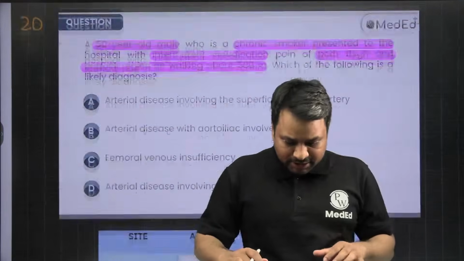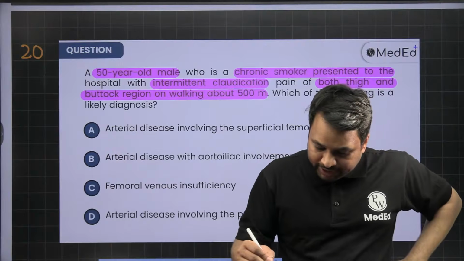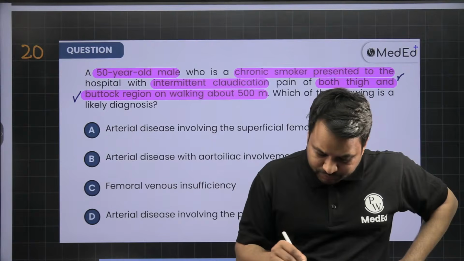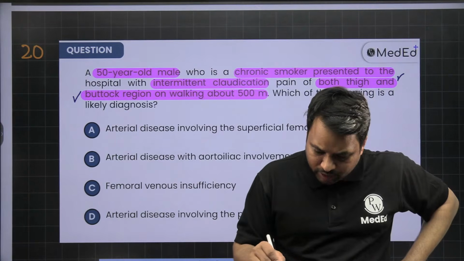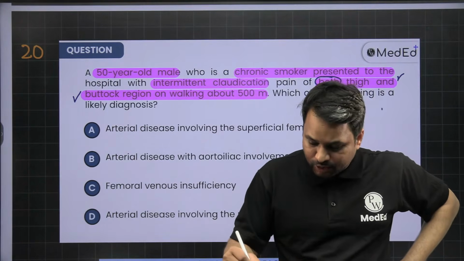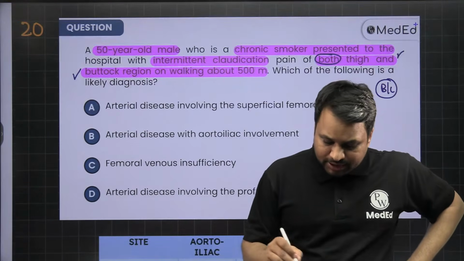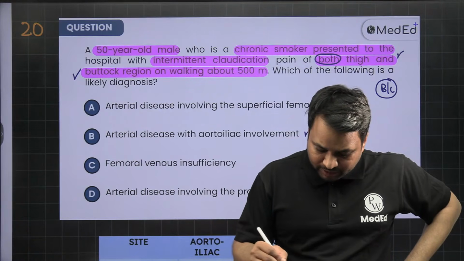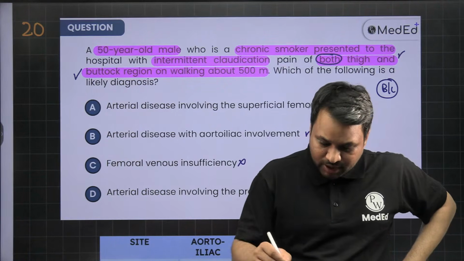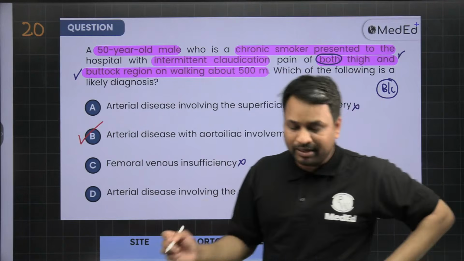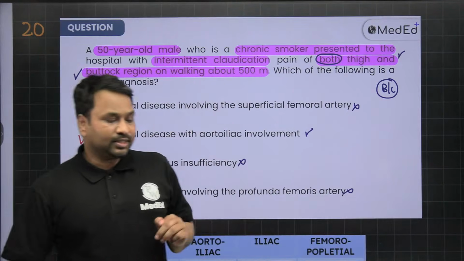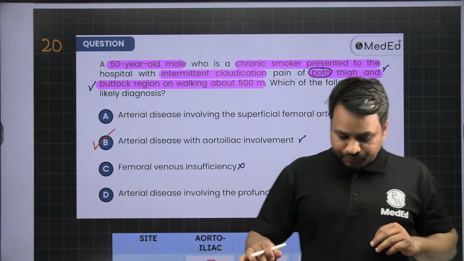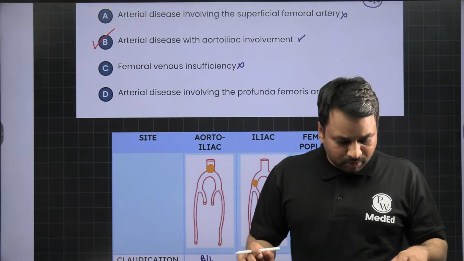Now here the question says the patient is having gluteus, that is buttock, involved and thigh involved, and the patient is having intermittent claudication with both, so bilateral is there. So when I say bilateral, it is aorto-iliac. It is an arterial disorder involving aorto-iliac involvement, correct. Not femoral insufficiency, not profunda femoris. So the answer here is aorto-iliac involvement. That is going to be B for Bombay.